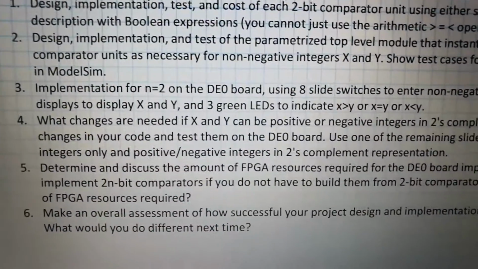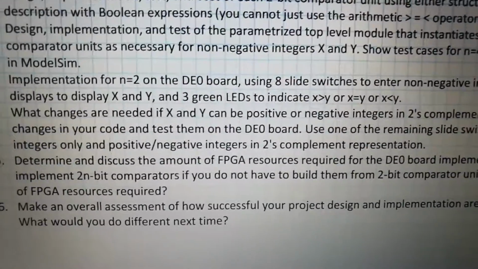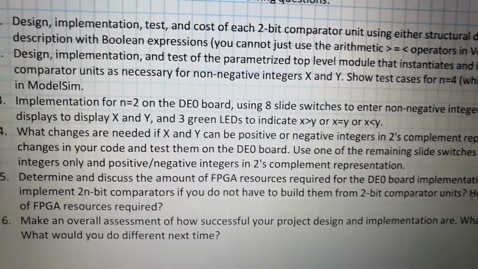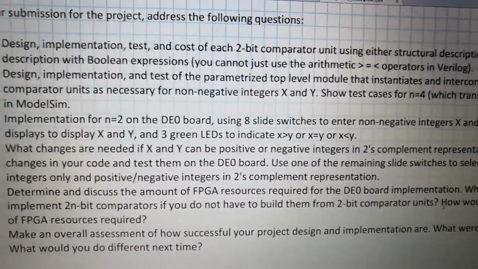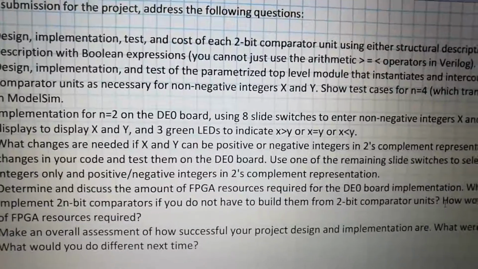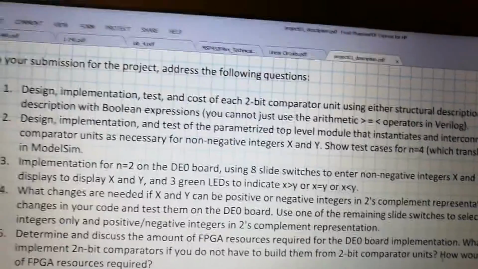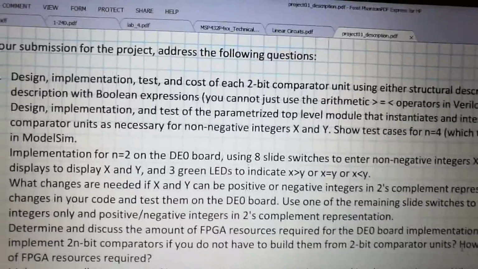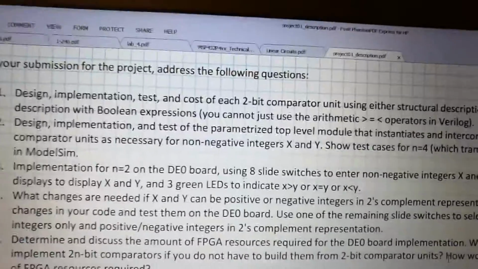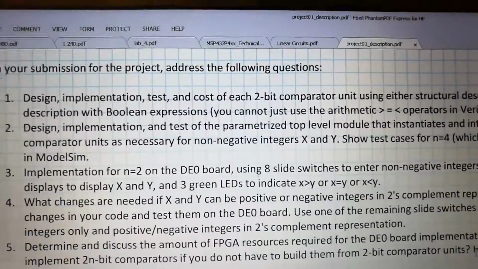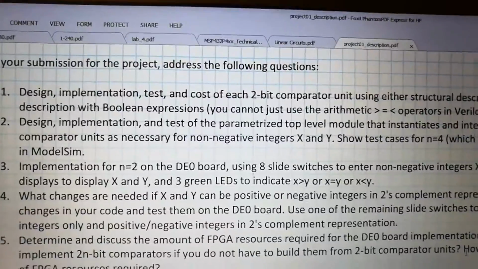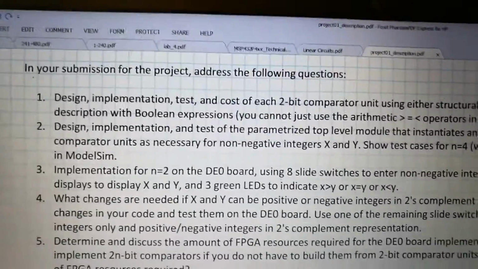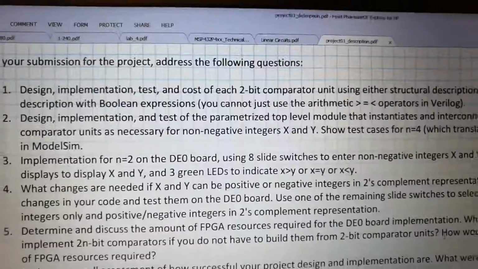And the last part is asking how successful my project is. My board turned out to work so well, so I think my project is pretty good. And the most difficult part is the negative sign. The signed number part is definitely hard because you need to change your seven-segment display code in order to display the negative sign, and so on.